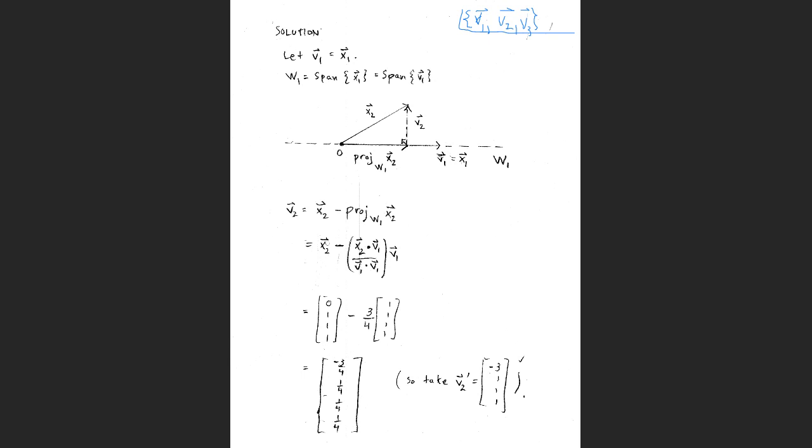Well, I can let one of the vectors in my original basis be v1. I can do that, and then I have to find an orthogonal vector. So what I do is I define w1 to be the span of this vector x1, which is, by the way, the span of v1. And then I construct an orthogonal vector v2. So look at the illustration here.